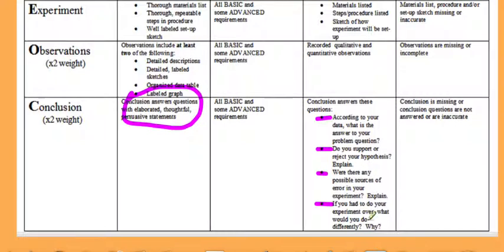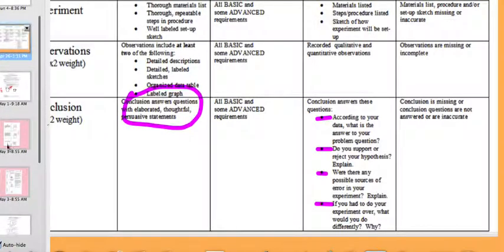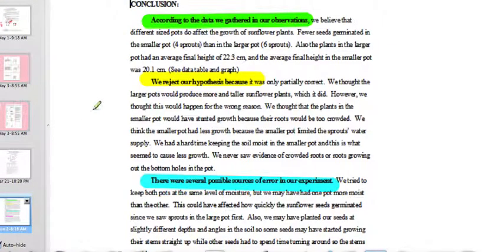So let's go take a look at the sample conclusion. First thing you had to do was, according to your data, what is the answer to your problem question? So if we take a look at the sample conclusion, look at how they started the paragraph. According to the data we gathered in our observations, we believe that different size pots do affect the growth of sunflower plants. Now here's their evidence. Fewer seeds germinated in the smaller pot, 4 sprouts, than in the larger pot, 6 sprouts. Also, the plants in the larger pot had an average final height of 22.3 centimeters, and an average final height in the smaller pot was 20.1 centimeters. See the data table and graph. So that takes care of the first question.